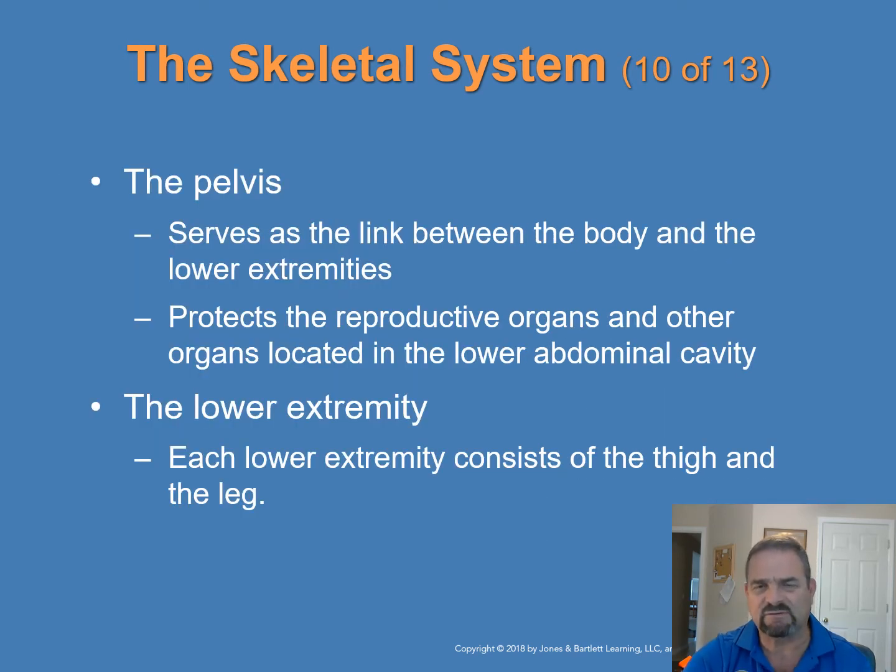The pelvis serves as a link between the body and the lower extremities. Okay, it protects the reproductive organs and other organs located in the lower abdominal cavity. The lower extremities are both left and right. Each lower extremity consists of a thigh and a leg.